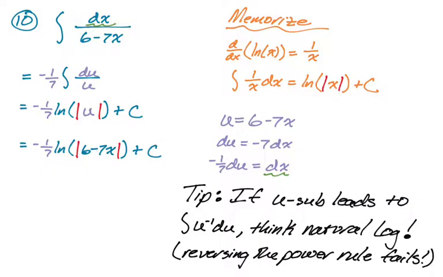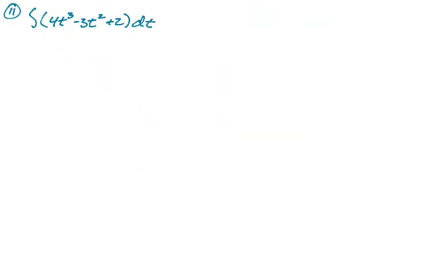All right, I'm back. Let's do number 11 here. So we got the integral of 4t cubed minus 3t squared plus 2 dt. So remember, the dt is telling you the variable is t. And so this one's pretty straightforward. So I'm just going to reverse the power rule all the way through this thing.